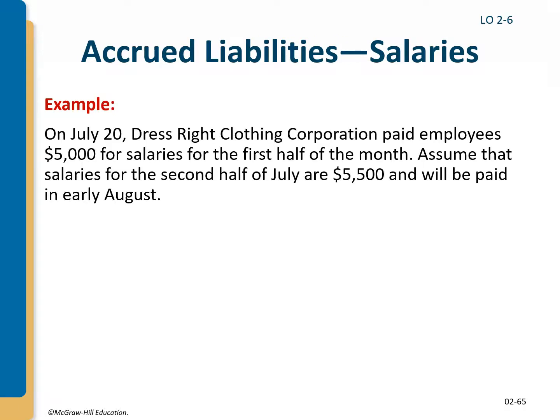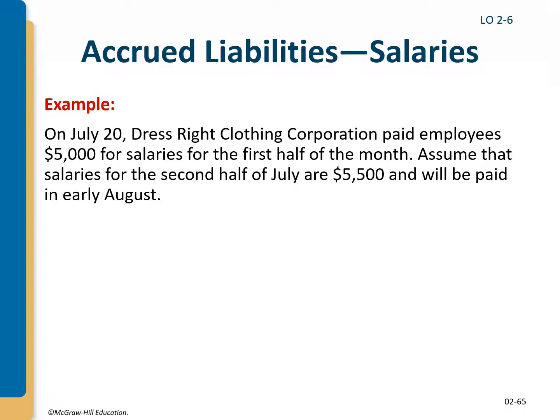Salaries is a perfect example. Take a look. July 20th, DressRight Clothing Corporation paid its employees $5,000 for salaries for the first half of the month. Assume that salaries for the second half of July are $5,500. They weren't paid yet in July, but they'll be paid in early August. Well, we're trying to make financial statements as of July 31st. So the question is, do we have to record that $5,500 now as an expense or wait till it's paid in early August? You answer that by asking, when did the $5,500 occur?